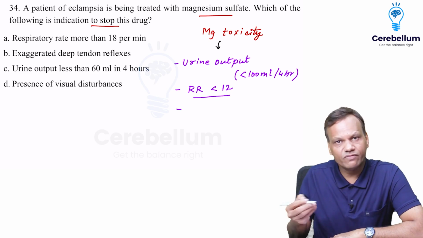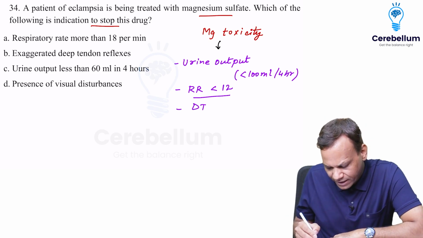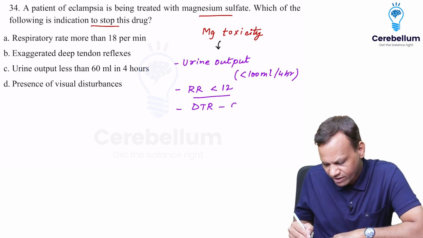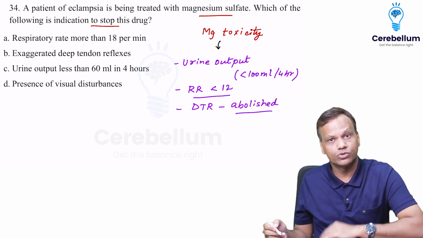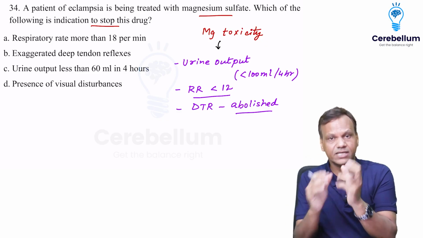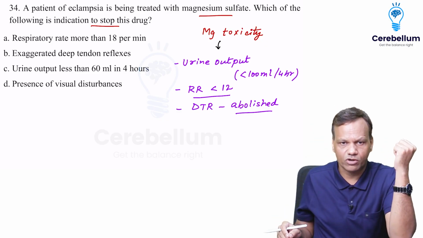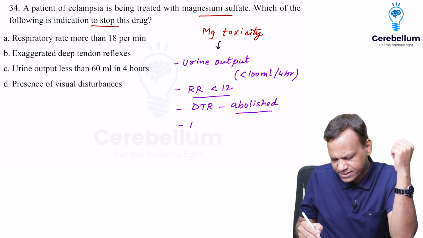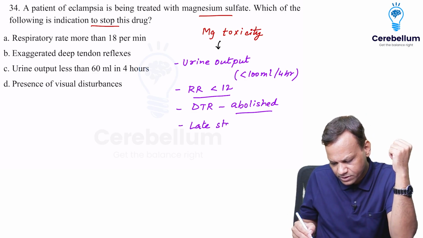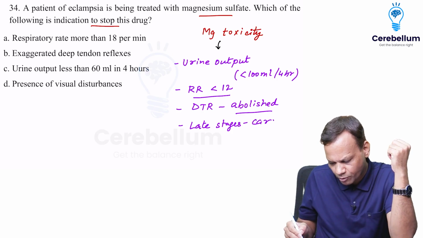Apart from that, we will also monitor the deep tendon reflexes. Normally, they will be abolished, but there is no such indication. They are the first to go. So they are giving a reason that it may lead to magnesium toxicity. Clear? So these are the main things we monitor, and plus in late stages, there will be cardiac problems.